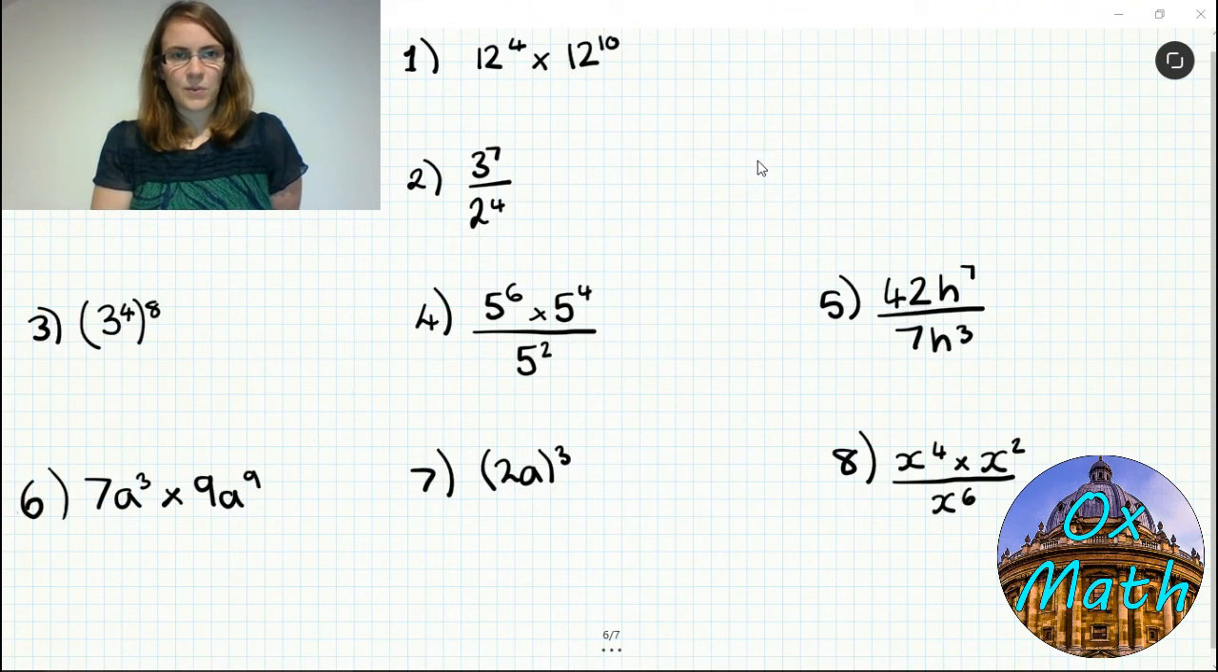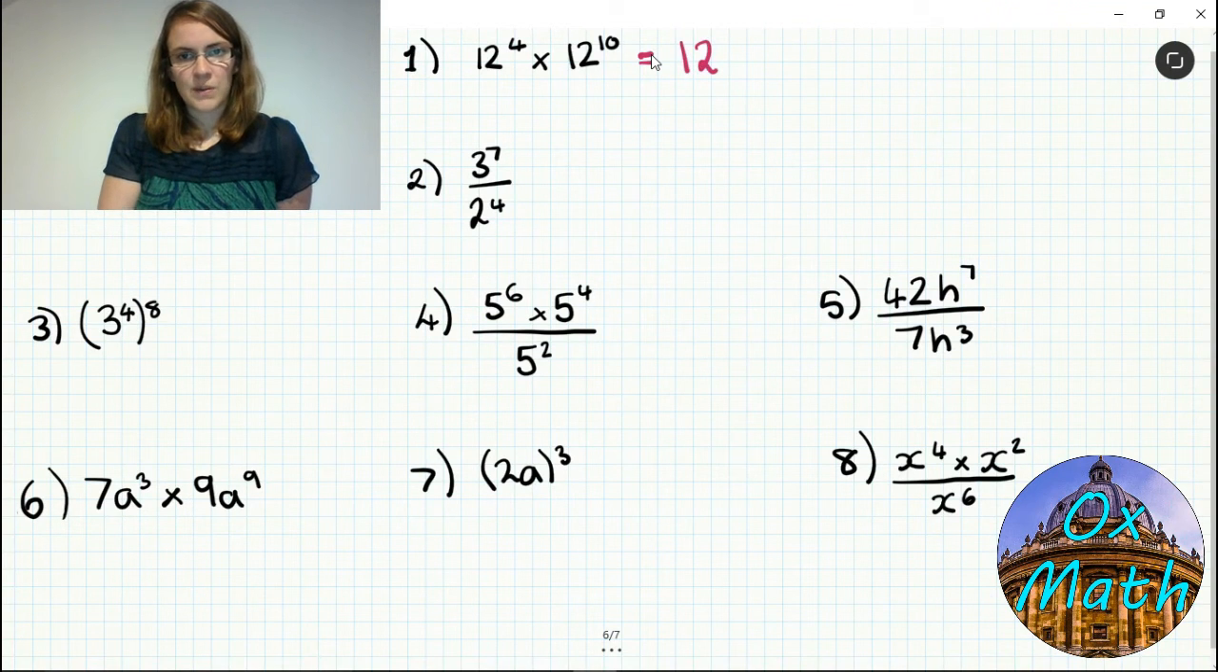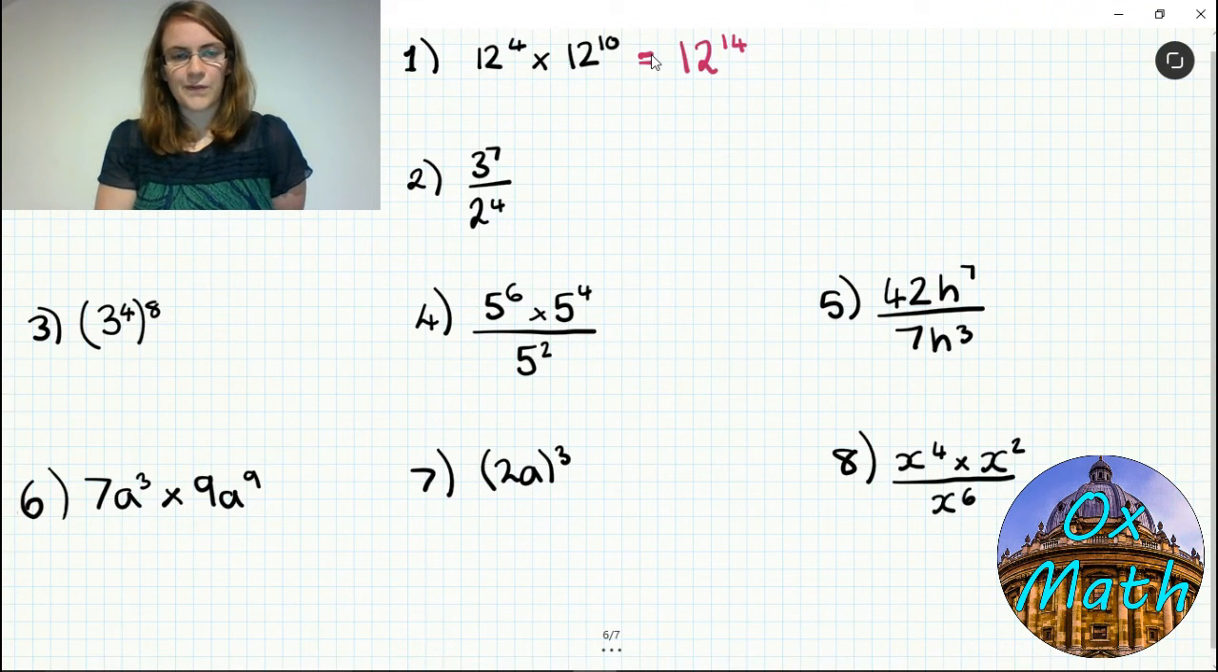Okay, so let's have a quick look at some examples of how we can use our power laws. So 12 to the power 4 times 12 to the power 10. This means that we are using 12 4 times in a multiplication and then 10 more times in a multiplication. So in total we are using 12 14 times in a multiplication.